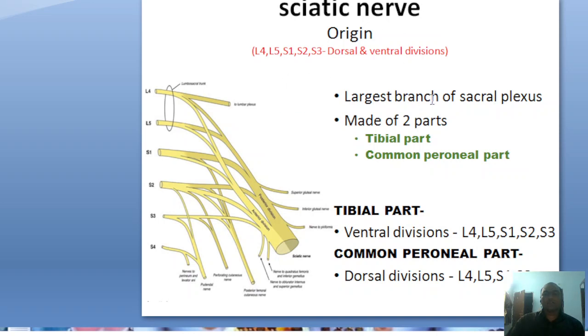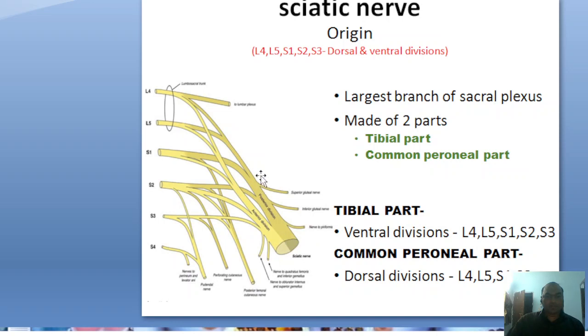It is the largest branch of the sacral plexus, made up of two parts or two components: the tibial part and the common peroneal part. So these are the two components. The tibial part has a root value of the ventral divisions of L4, 5, S1, S2, S3. The common peroneal part is the dorsal division of L4, 5, S1, S2. So this is the root value of both parts.